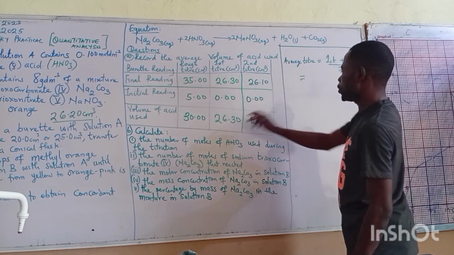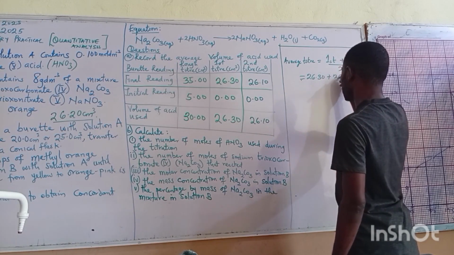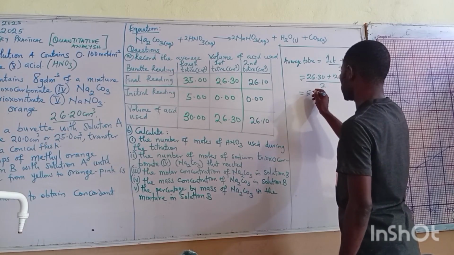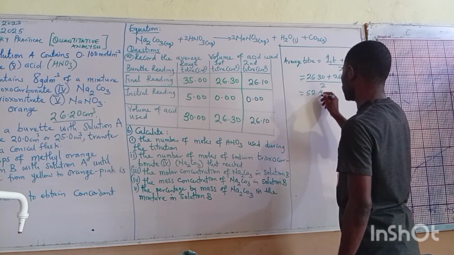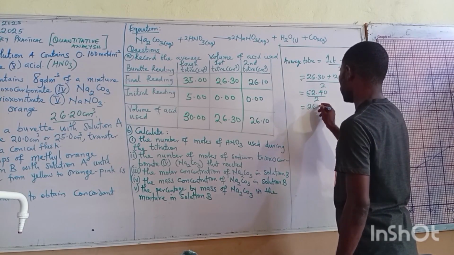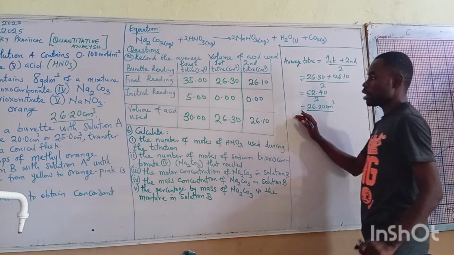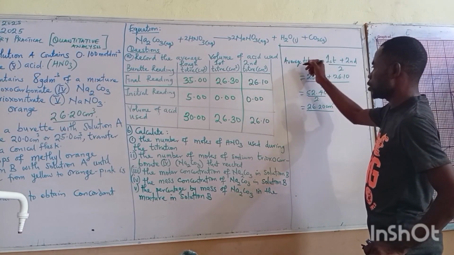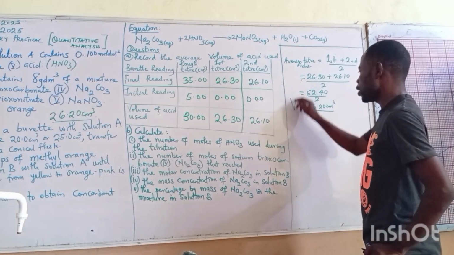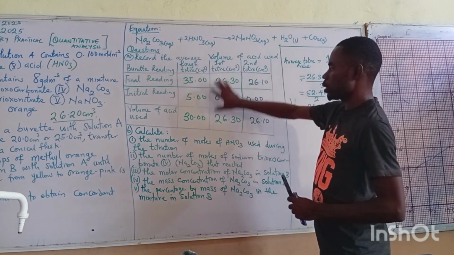And what's my first? I got 26.30 plus 26.10. On addition with calculator, I got 52.40 over 2, and then I got 26.20 as my average titer value. I got it as 26.20. That is my VA. Now, that's how I settled question 1 and the table.